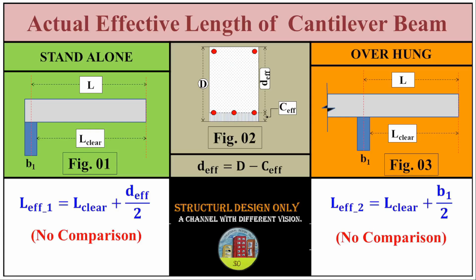This distinction is crucial for precise deflection calculations in accordance with the code. Please ensure you apply the correct effective length based on whether your cantilever is standalone or an overhang of a continuous beam. I have made the necessary adjustments in our Excel sheet accordingly.